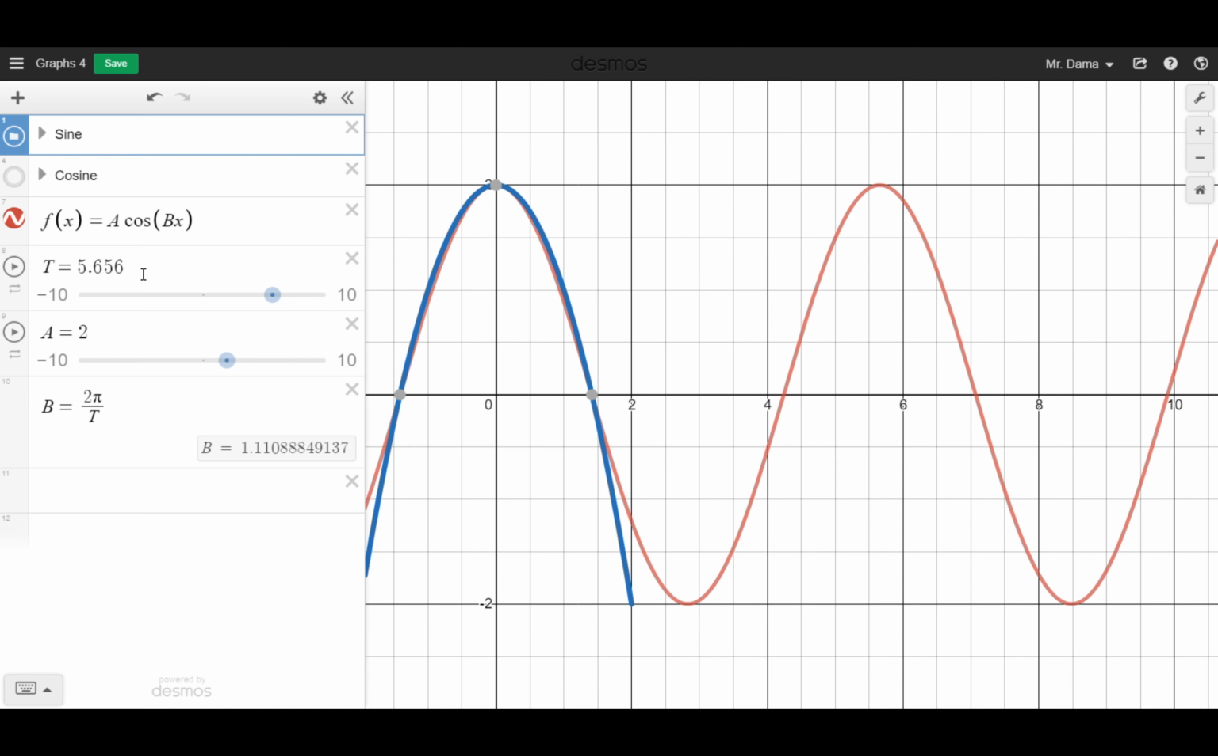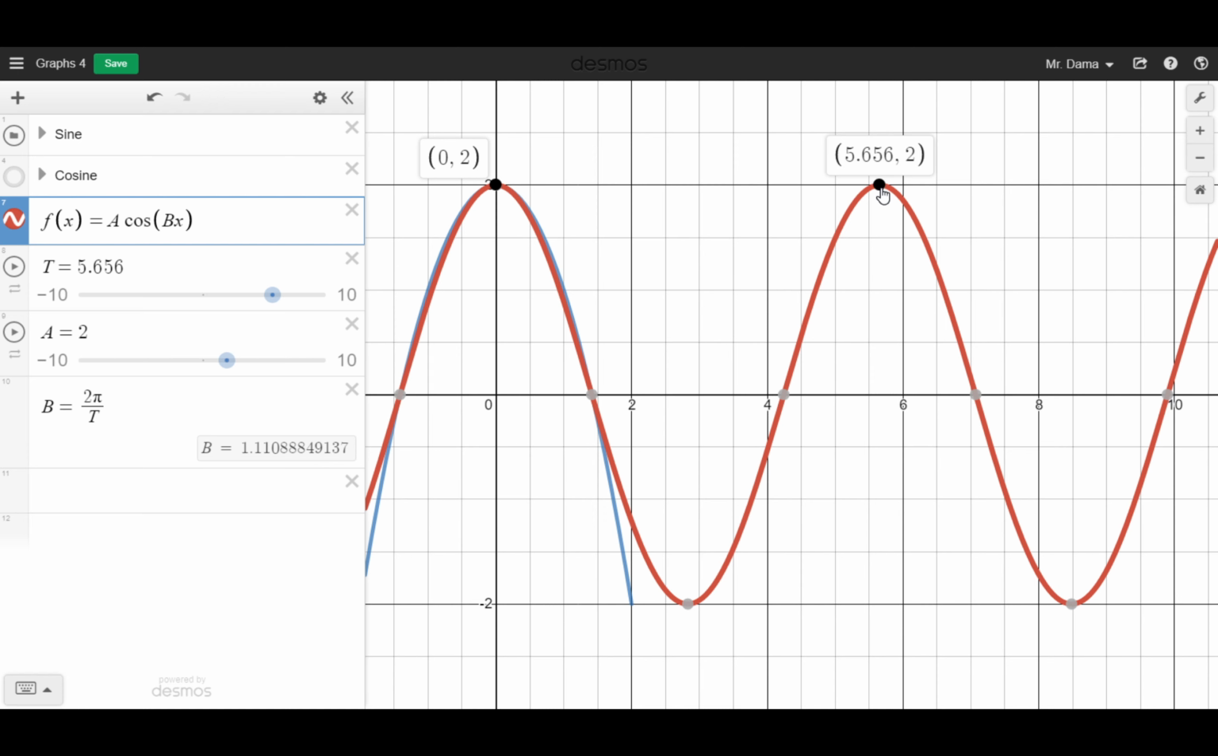A is the height from the middle of the graph to the top, and B tells you the frequency, but T is the real thing, the period. How long does it take to do one cycle? For us, the one cycle takes 5.656 units, seconds, I don't know what you want to call it, to do one cycle.